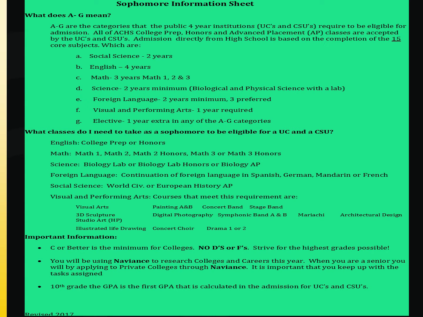This slide references the A through G requirements. These are the requirements that you need to meet in order to apply to a UC, Cal State, and most private universities directly after high school. Please make sure that you review this sheet at home with your parents. Also note, a C or better is the minimum grade earned.